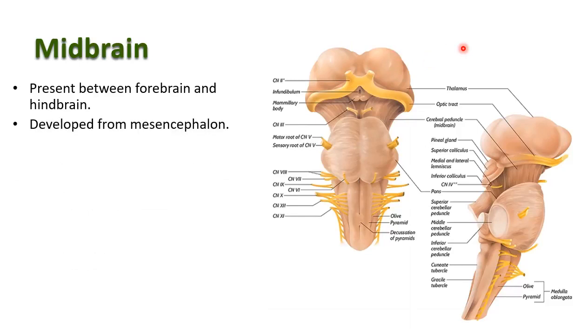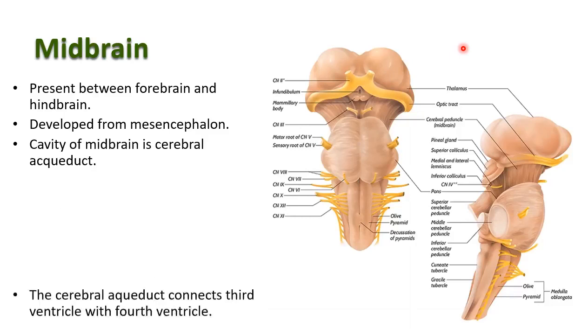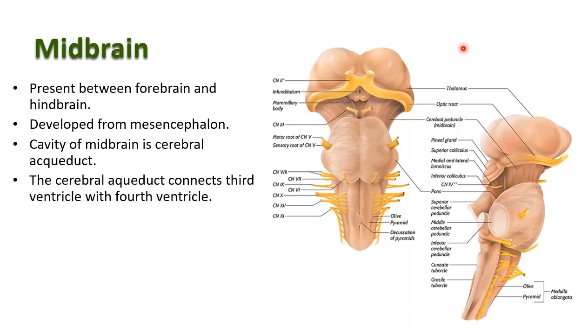As I told you, it is developed from the mesencephalon, and the cavity is a very narrow cavity called the cerebral aqueduct. It actually passes through the free border of the tentorium, called the tentorial notch. The cerebral aqueduct connects the third ventricle above and the fourth ventricle below. We will come to it while discussing the ventricles.